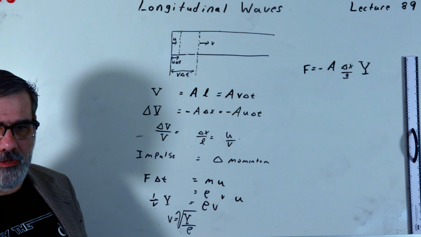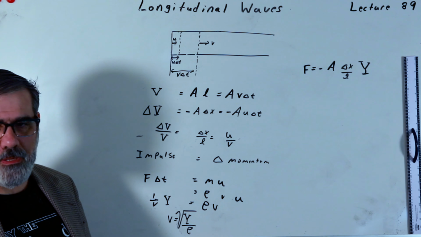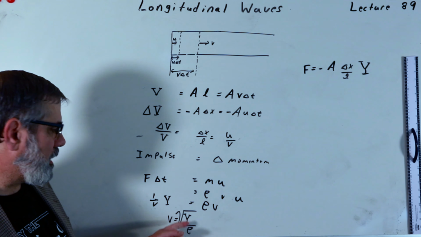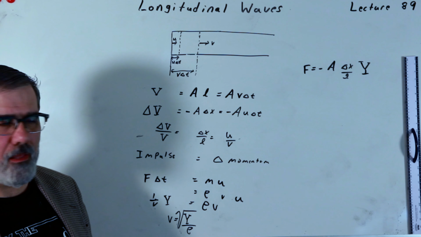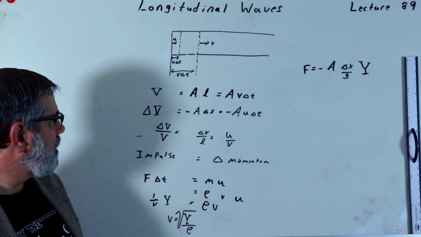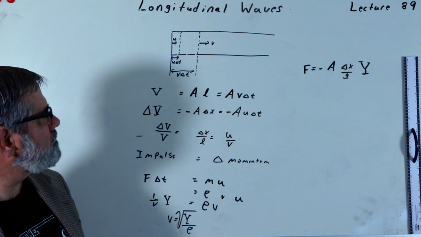So you could use that to, for example, calculate the wave speed on the railroad tracks if you have the Young's modulus for steel. I don't actually have that with me, so I can't do that for you now. But does that make sense? Okay.